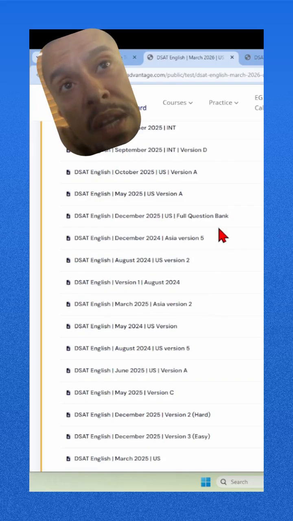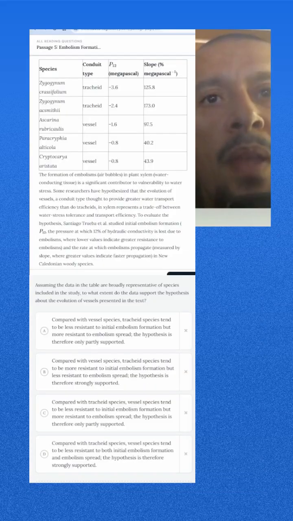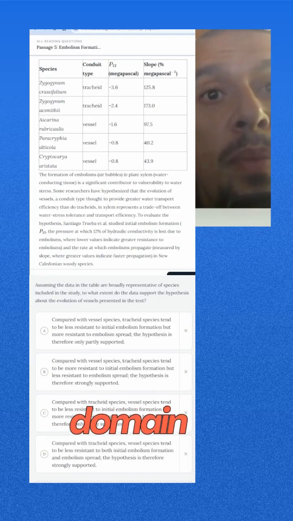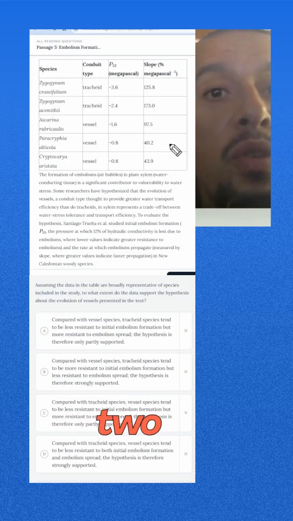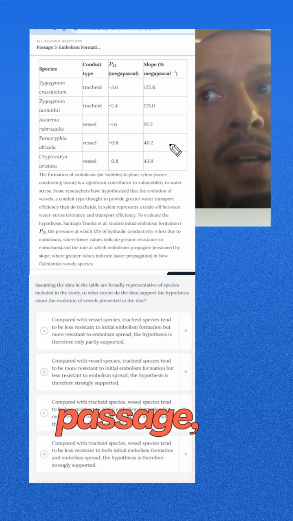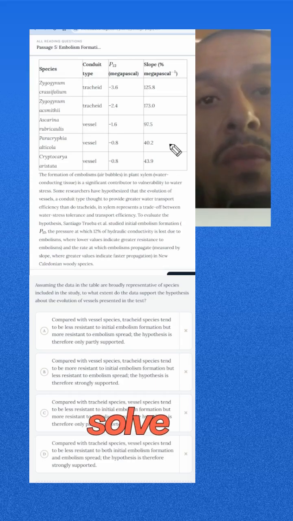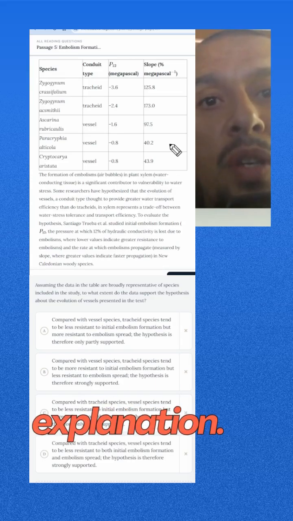Today's Domain 1 reading. We're going to be solving a Domain 1 support the question or support the hypothesis question. This should take you about 2 to 3 minutes to solve. What I want you to do right now is pause this video, read the passage, read the answer choices, and see if you can solve, and then watch the explanation.